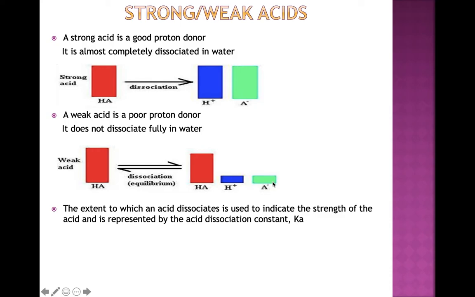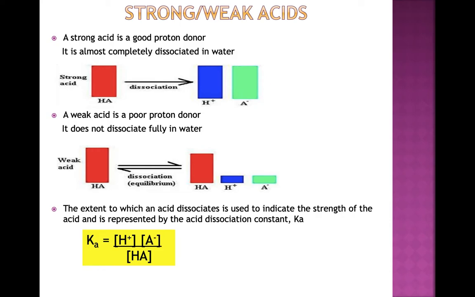The extent to which an acid dissociates then is used to indicate the strength of the acid, and it's represented by what's called an acid dissociation constant, which is Ka. Now, we already know that formula from when we were doing equilibrium. Your Ka is equal to the H plus concentration times the A minus concentration over the concentration of HA.